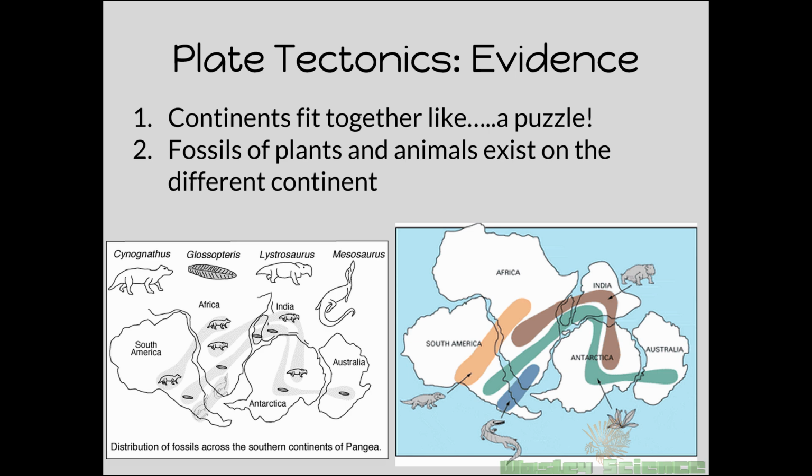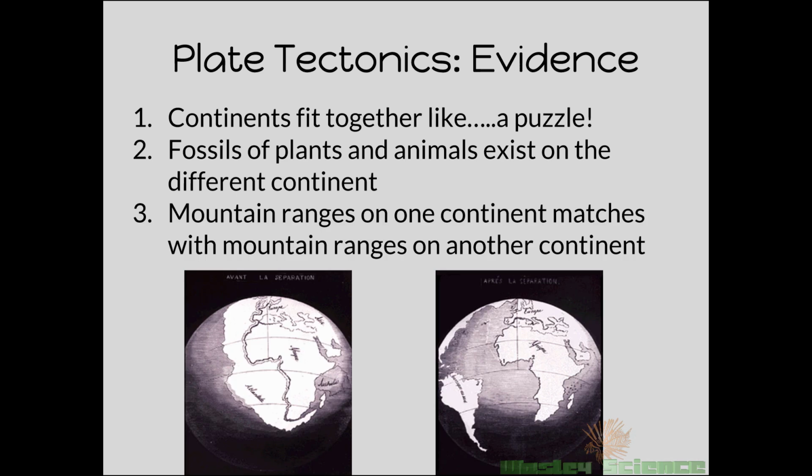The next piece of evidence was that fossils of plants and animals exist on different continents. And that was really strange for a lot of people, and at first they thought they were land bridges and all these sort of crazy things that didn't really make sense. So there were animals that were on one end of a continent and then on the other, and this made sense of how the continents fit together. So that was another piece that supported this idea of Pangaea.